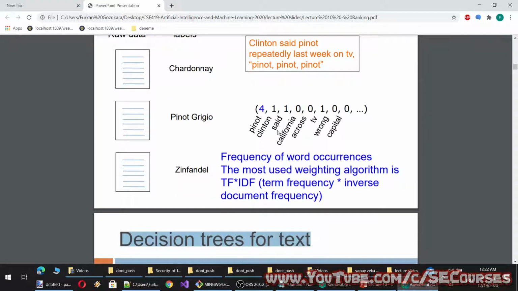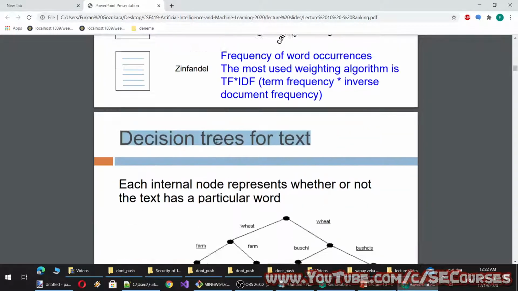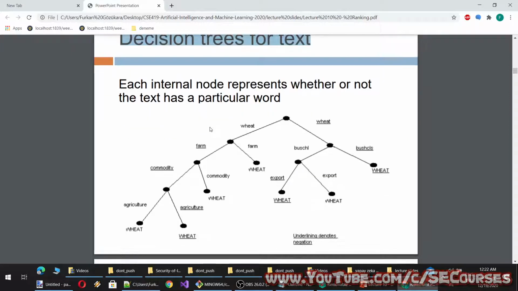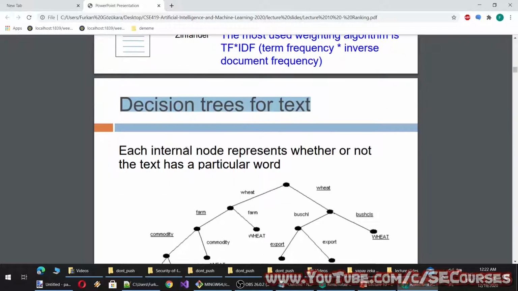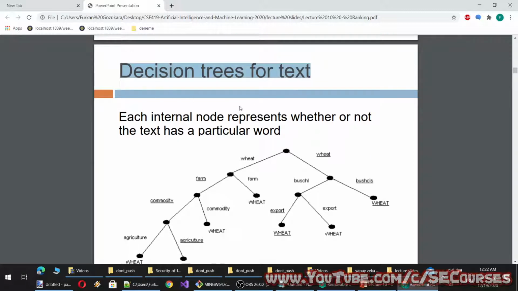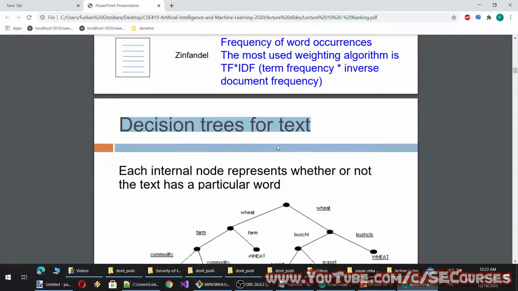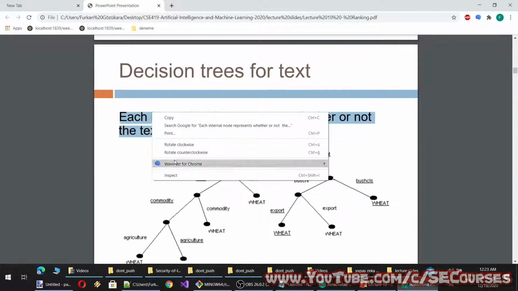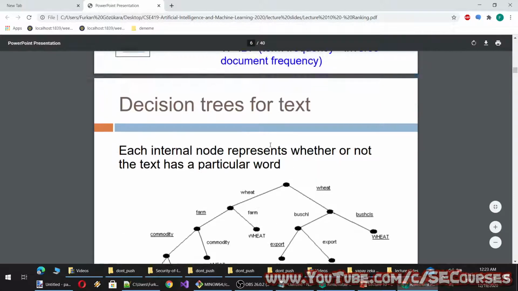Okay. So how can we rank different documents? This is about that. As I said, the ranking here is used for calculating similarity or distance between documents. For decision trees for text, when we use decision trees for text, each internal node represents whether or not the text has a particular word. Okay, so this is the decision tree for text documents.